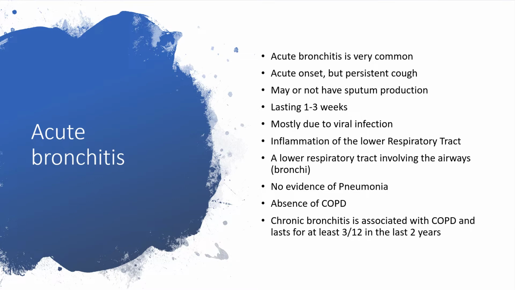Okay, acute bronchitis is very common. And the word acute means it is recent, it is sudden, or is happening just right now. Chronic means it has stayed for a long period of time. But it is acute, it is recent, it is new, it is happening just now, but the cough could be for a long period of time. It may or may not have sputum production, so it could be a dry cough, but it could also have sputum or phlegm. It could last 1 to 3 weeks, mostly due to viral infection.